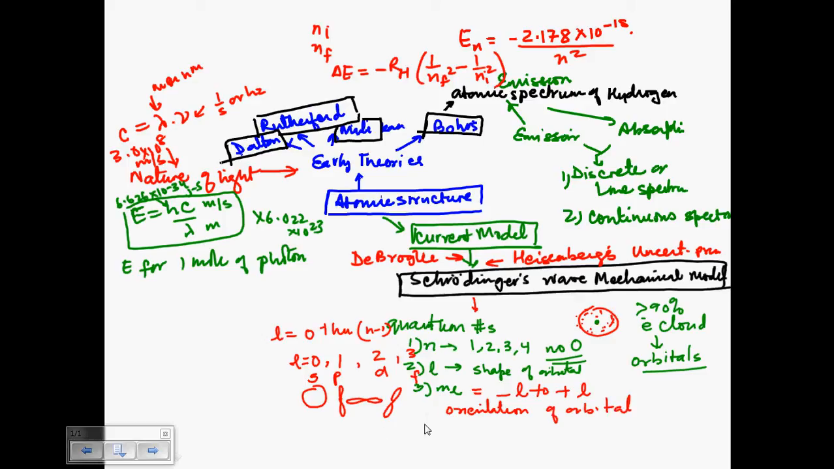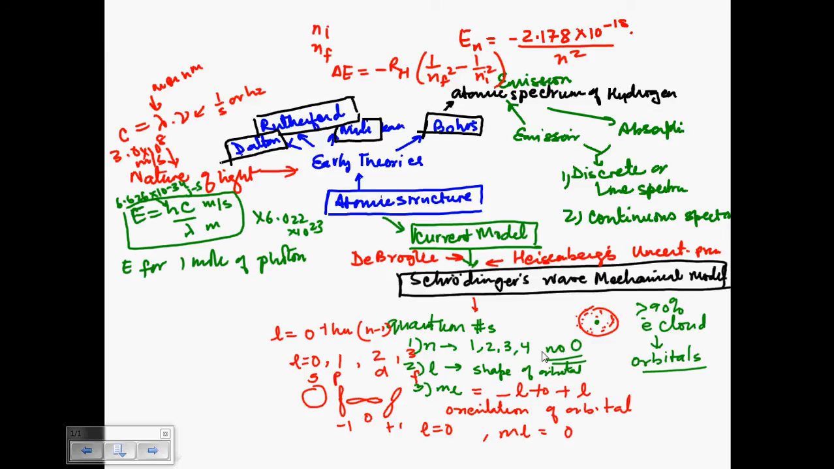For example, for s, if L is equal to 0, meaning s orbital, then ML can only be 0, because negative L to positive L means it has only one orientation. But for p, it could have negative 1, 0, positive 1 values. So that's how quantum numbers work and define the properties of orbitals.